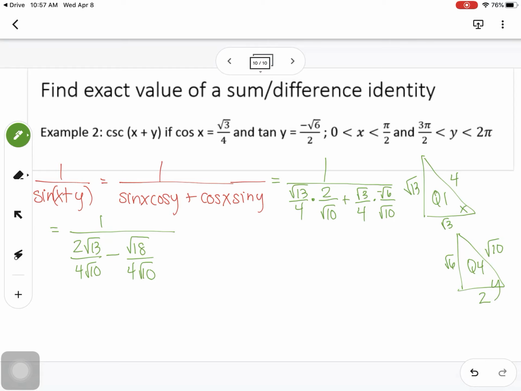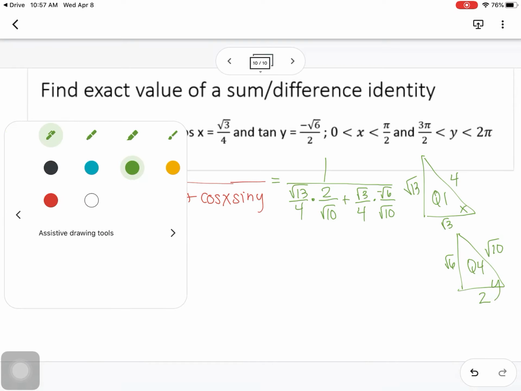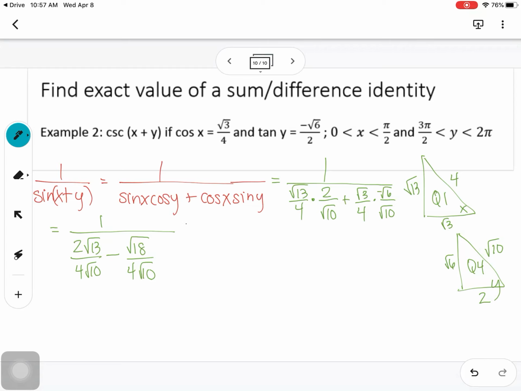And you can approach this multiple different ways. If you want to simplify your fractions here, you can. I notice there's a few things I can simplify. You can also just go straight to clearing this complex fraction, which is typically what people will try to do by multiplying by that 4 root 10. And on top I have 4 root 10. On bottom I have 2 root 13 minus the square root of 18.